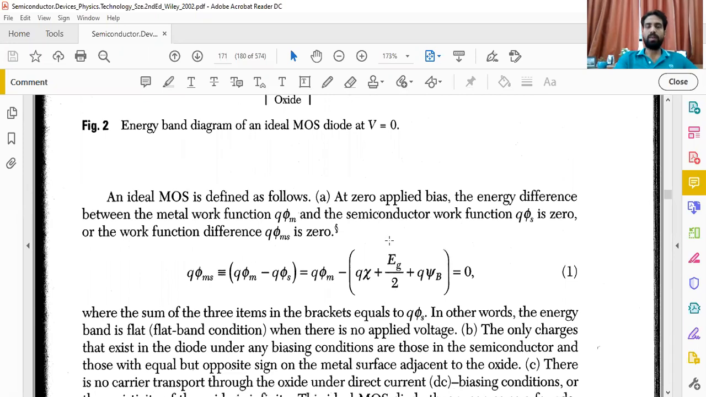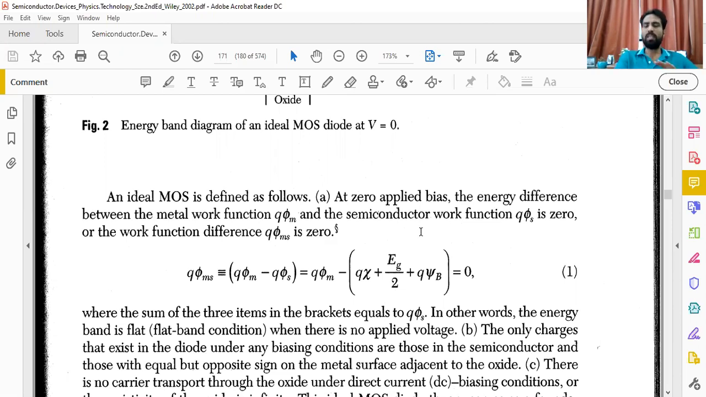An ideal MOS is defined as follows. At zero applied bias, the energy difference between the metal work function Q phi m and the semiconductor work function Q phi s is 0. It means the work function is related to how much energy is required for it to become conducting, to become free with no obstruction. This is the work function: the amount of energy required.